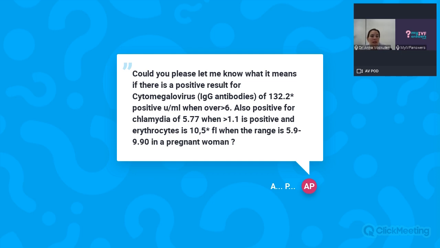So with just an IgG positive test, if the IgM is negative, it means that you're immune to it, so you don't have this high risk of getting it during pregnancy. There's also the possibility of reactivation, but this has a low probability of having an impact on the baby, and it's also not very frequent. So in this sense, it is correct.